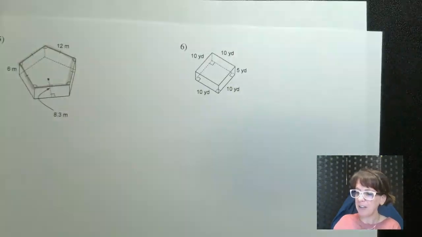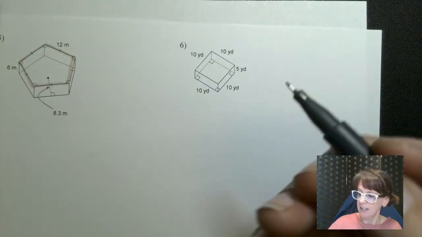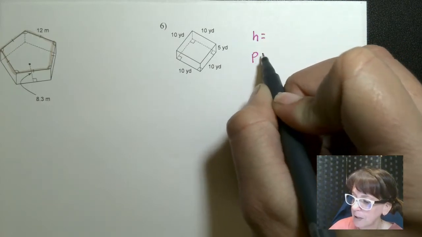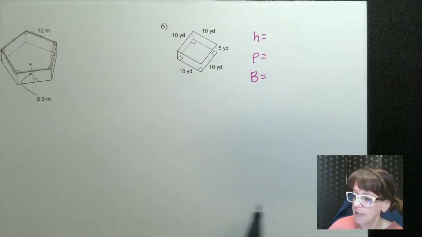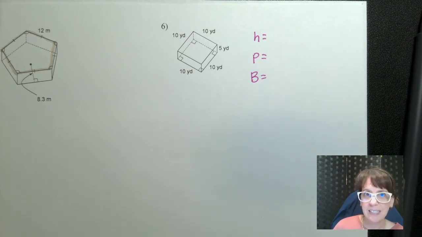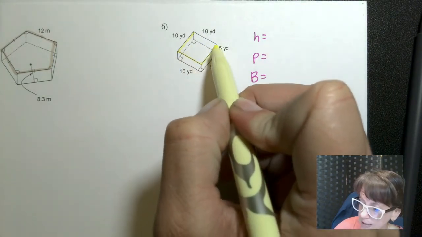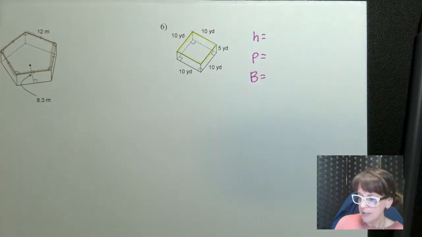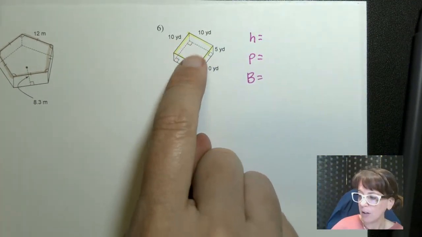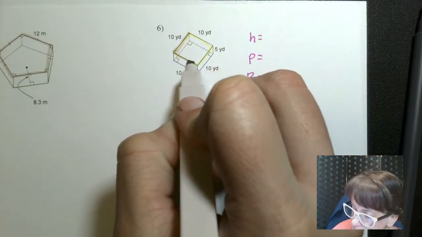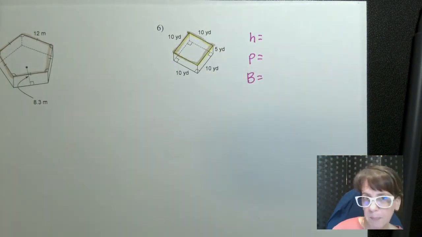Okay, so again, we need to find the height. So we have height and our perimeter and the area of our base. Now, the base here is this rectangle, the square 10 by 10 by 10, right? So this being our base, and I probably should have highlighted it in this color because that's the color I've been using.